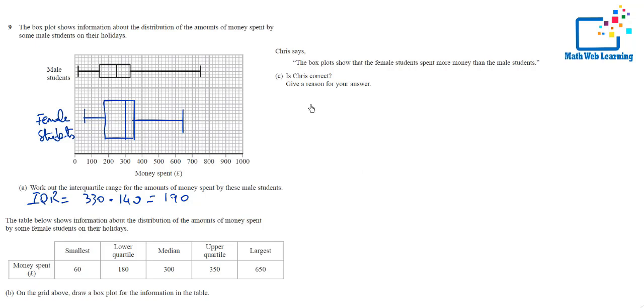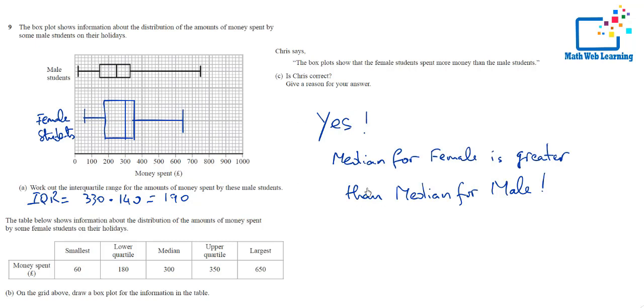Now part C. Chris says the box plot shows that the female students spend more money than the male students. Is he correct? Give a reason for your answer. Yes, because you can see the median for the female is bigger than the median for the male. So I wrote down this little sentence to give a reason: median for female is greater than median for male.